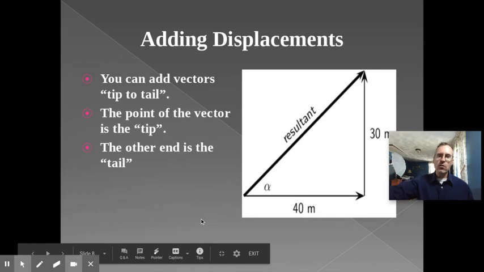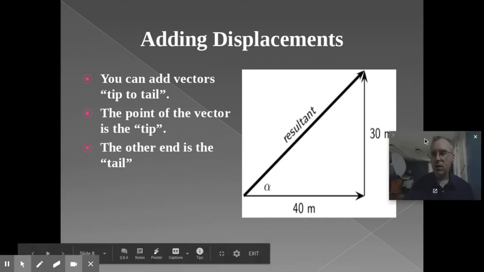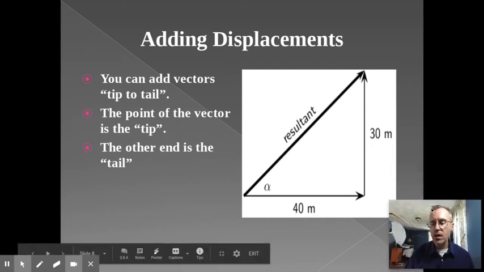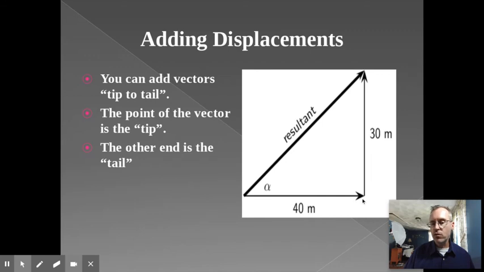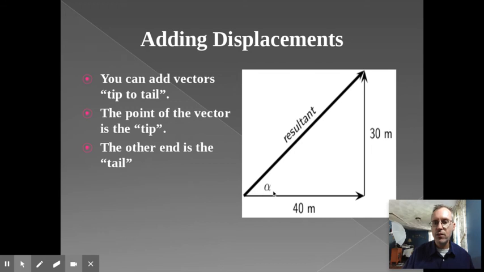Okay, you can add vectors. In this case, we're adding displacements, and the process is called tip to tail. Make sure you know this. Vectors have two parts to them. The pointy part, which is where you end up, the head of the arrow, is called the tip of the vector, and the back of the arrow is called the tail, kind of like an arrow. All right, so there you have it.